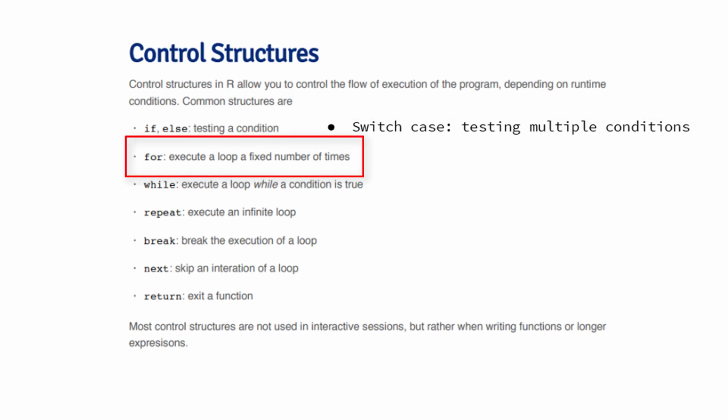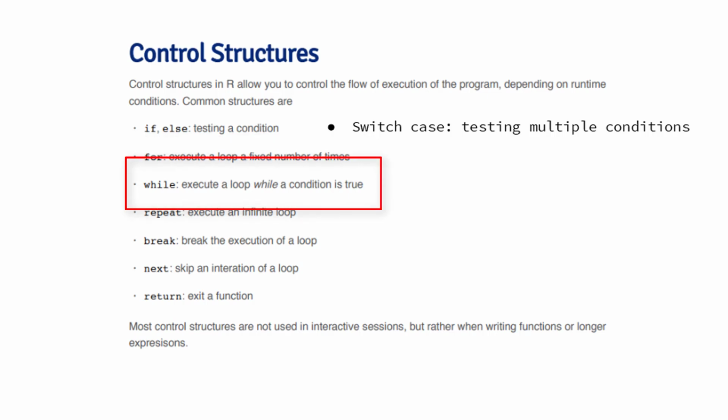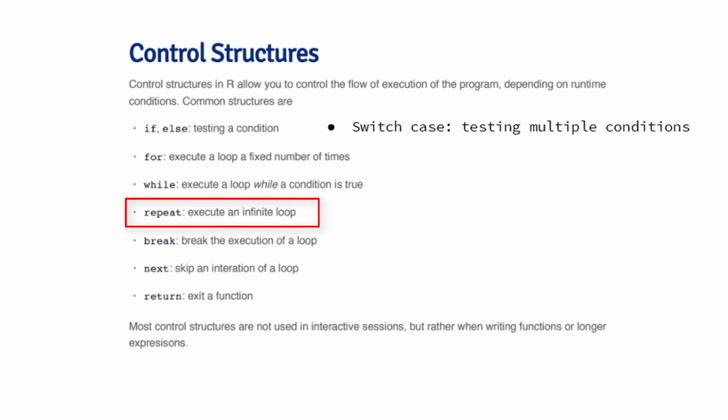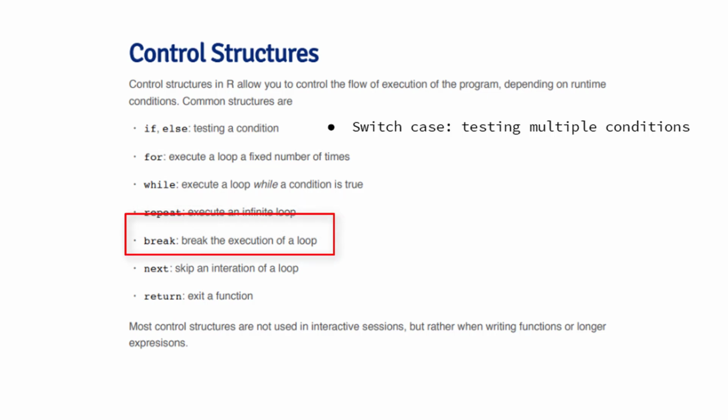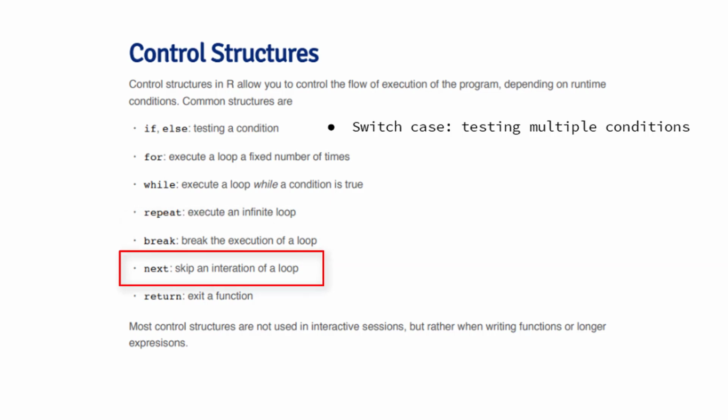The for loop executes a loop for a fixed number of times. While executes a loop while a condition is true. Repeat is a construct that allows you to immediately execute an infinite loop. Break allows you to break out of any type of loop, and next skips an iteration of the loop, and return allows you to exit a function.